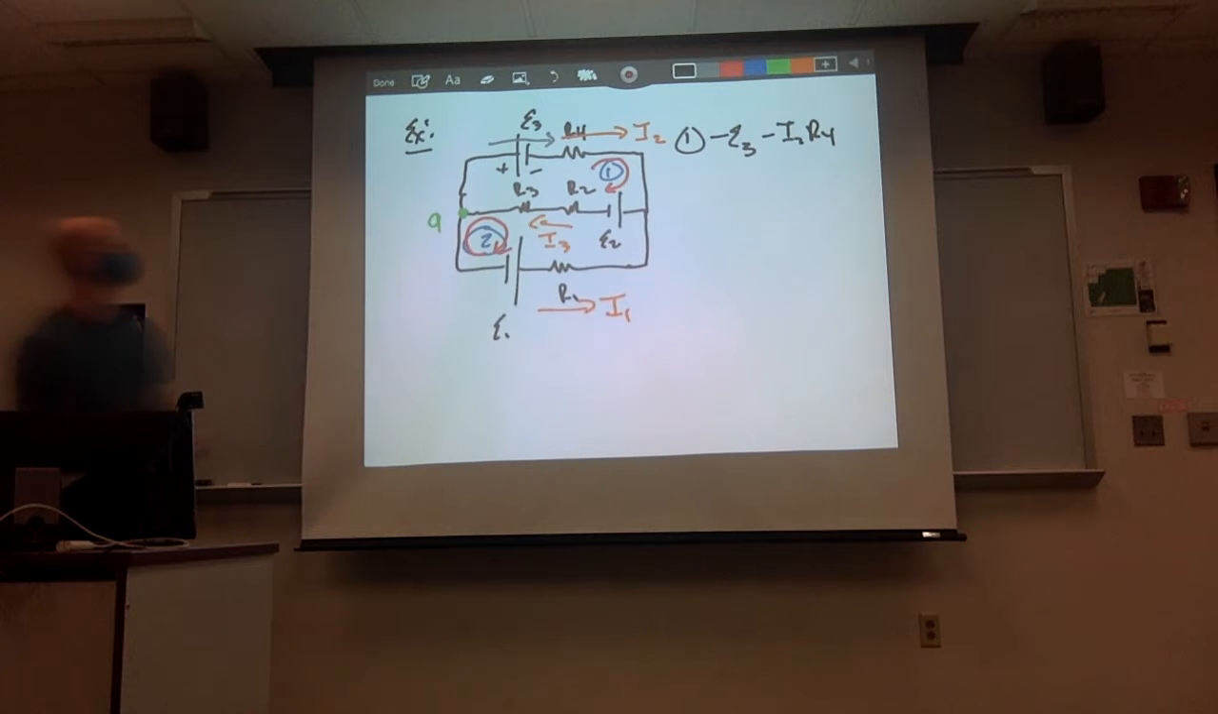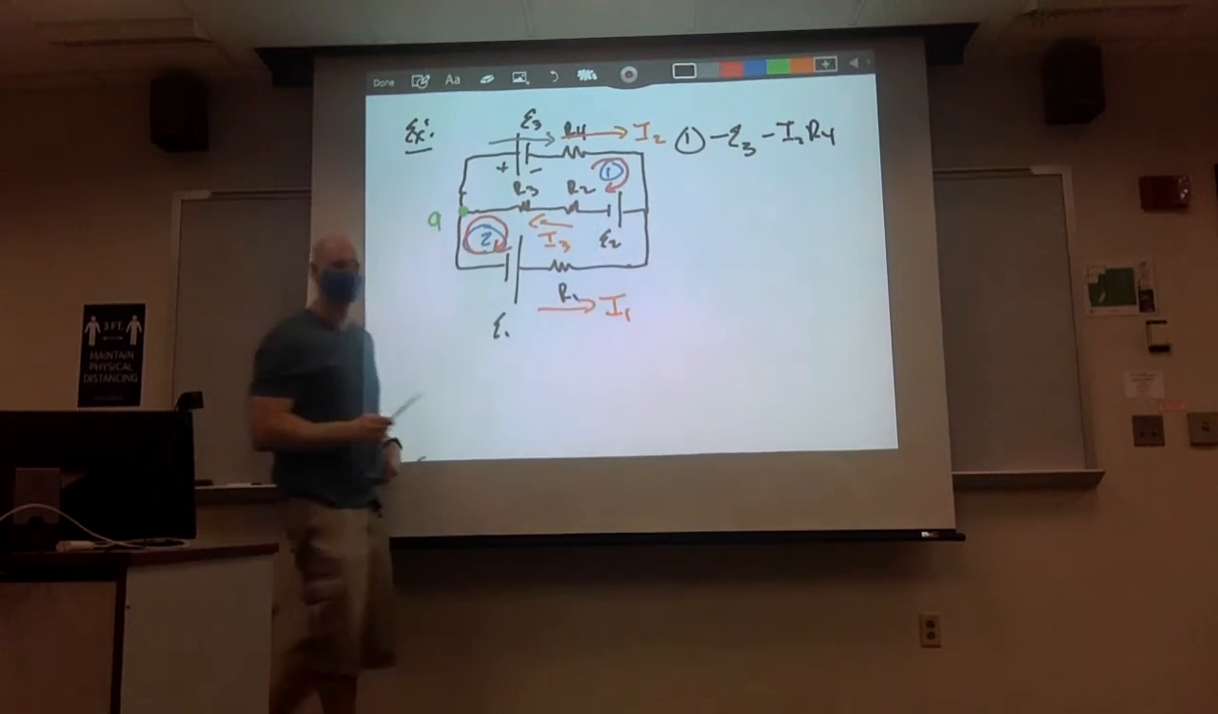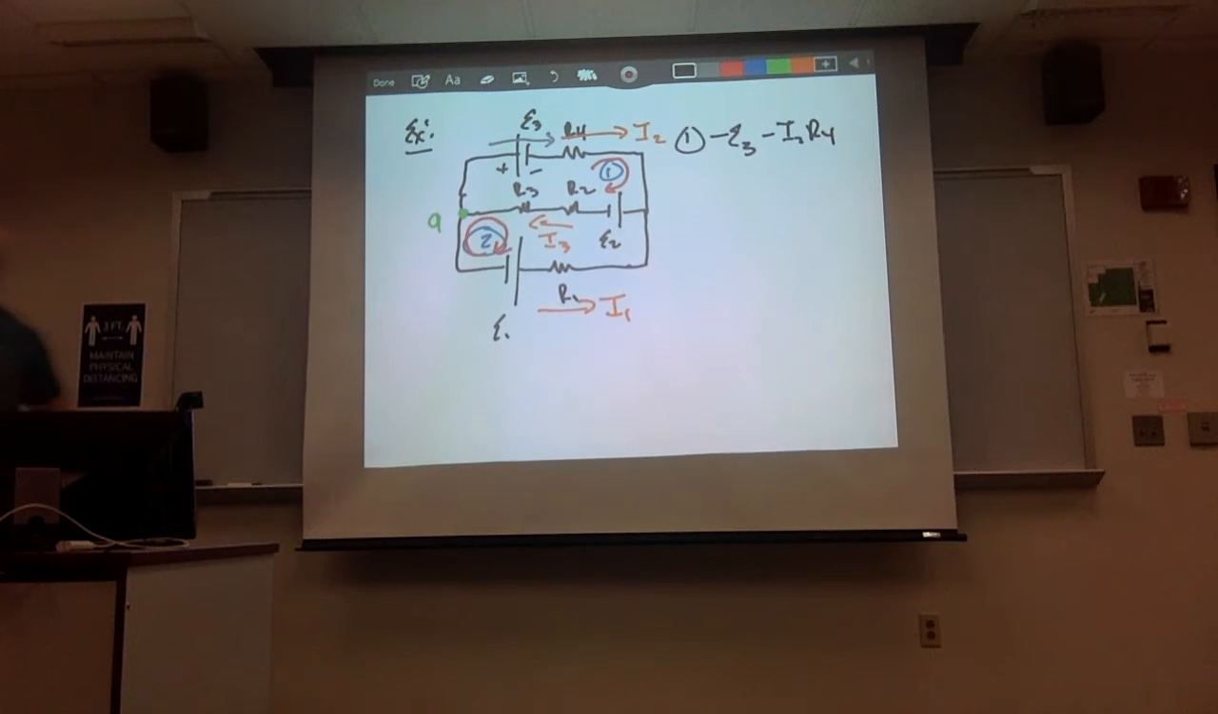Good. Next thing we're going to run into is then the battery. Battery, again, I'm going from positive to negative. So if we go from positive to negative, is that a positive or negative? Negative. So I get a negative E2.